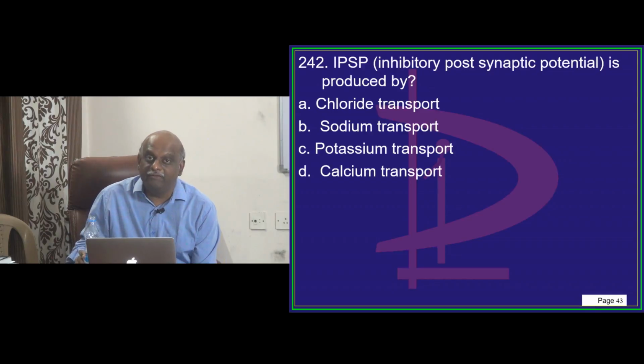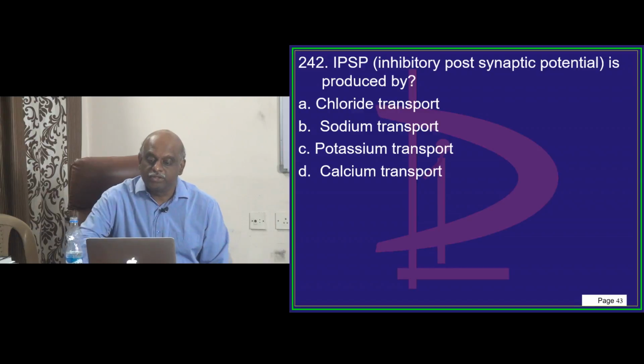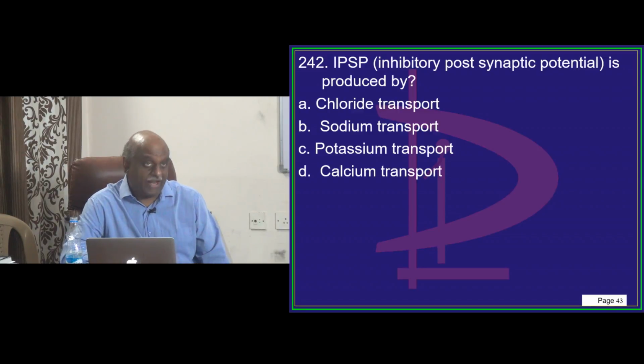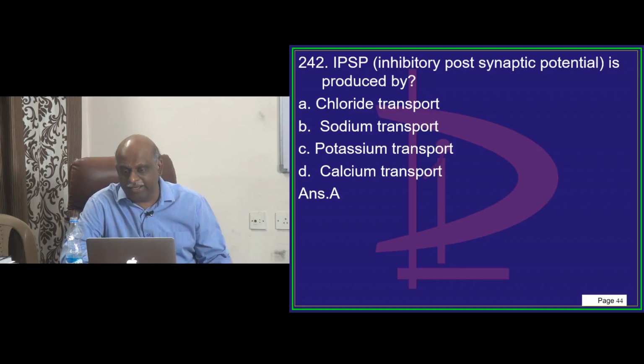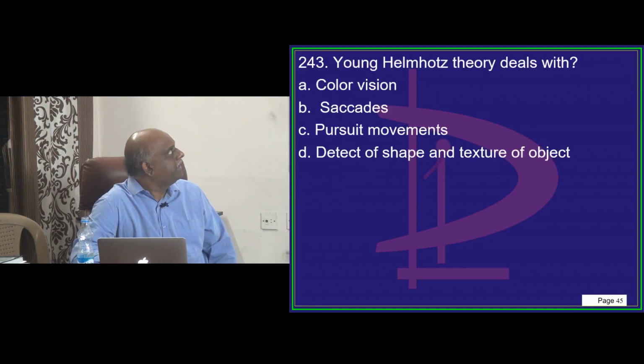Yes, definitely. Every day we will have 5-6 mnemonics, no worries. So, Pradeep and Mulai are proposing chloride transport. Absolutely. Chloride being a negative ion, it leads to development of hyperpolarization, is what you need to remember.